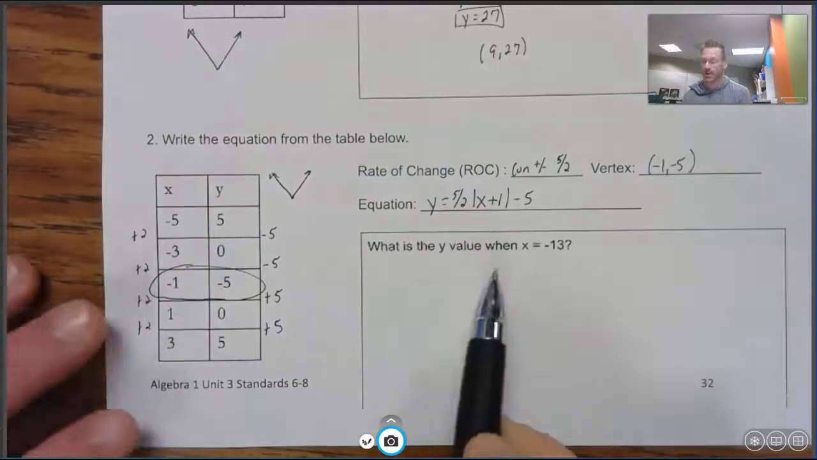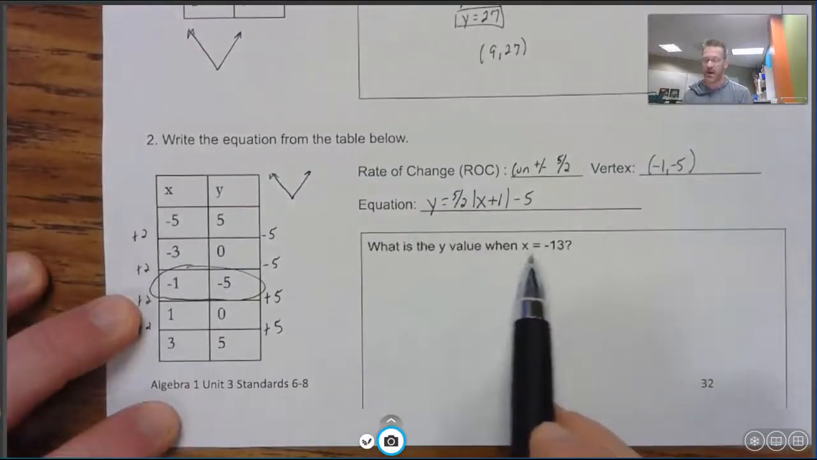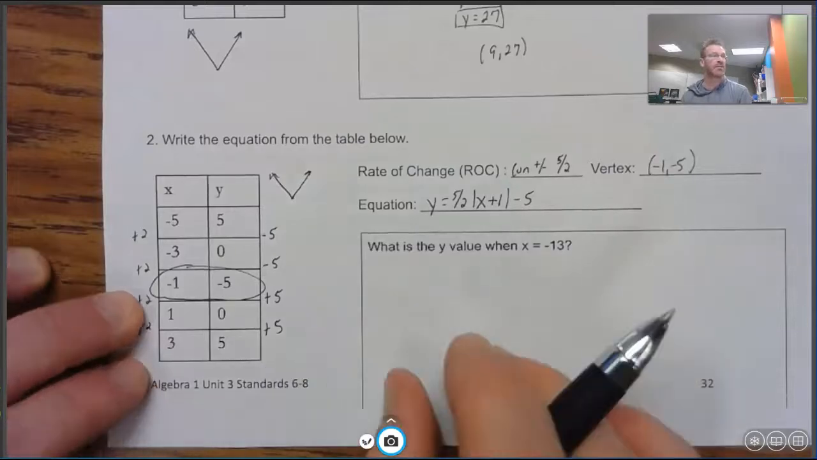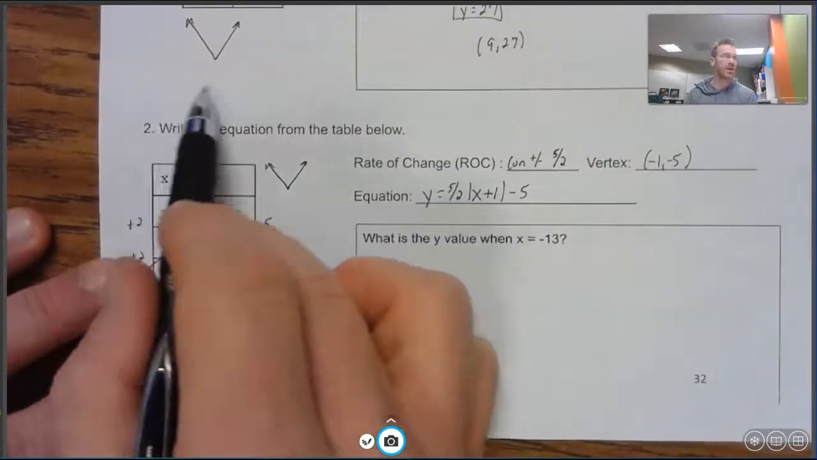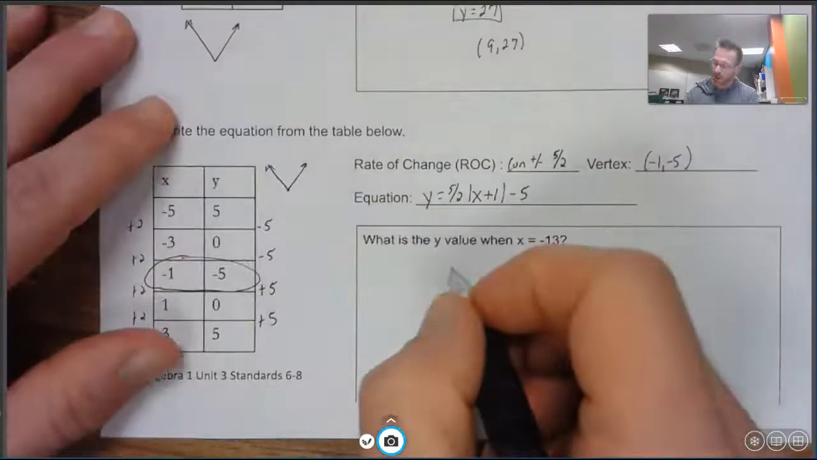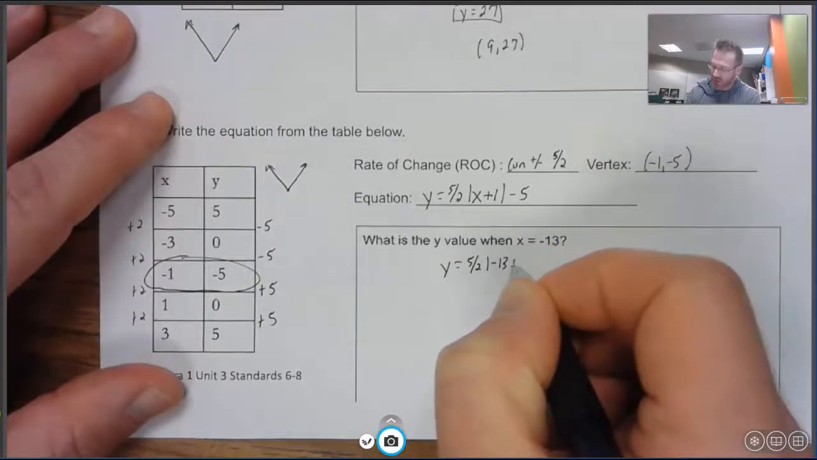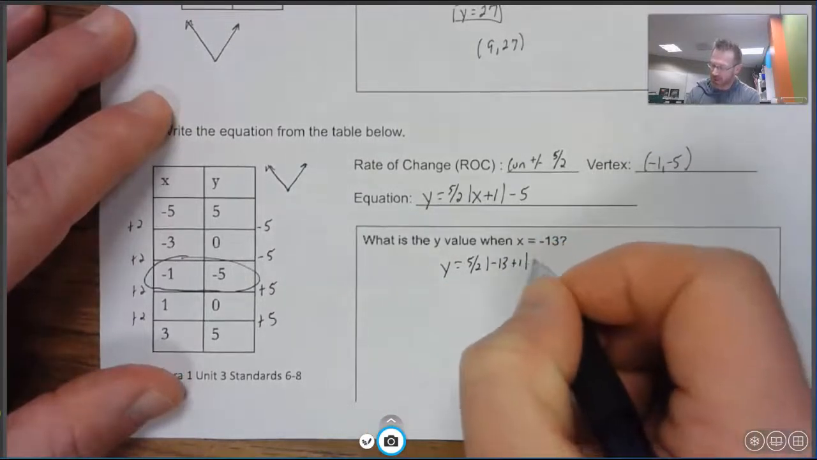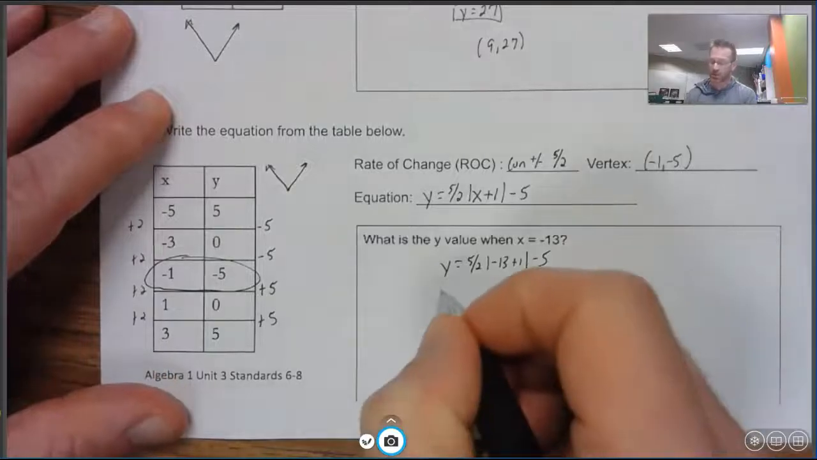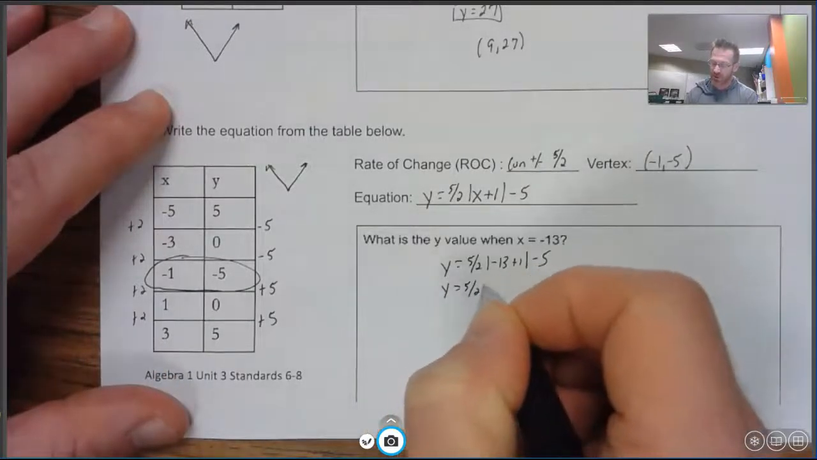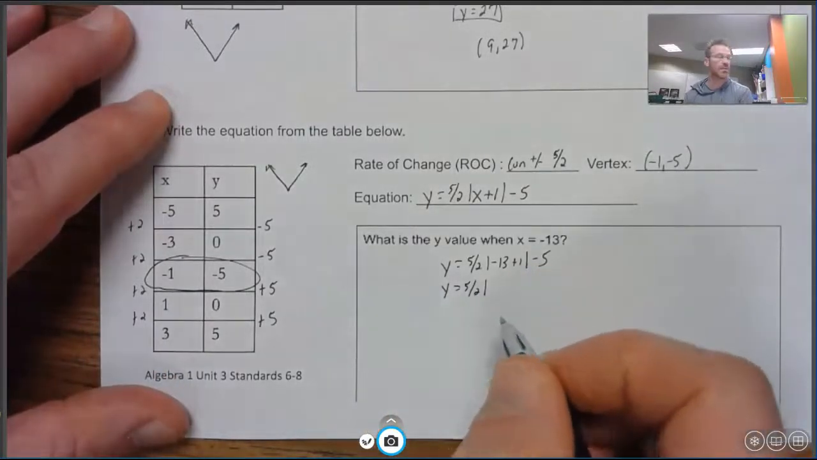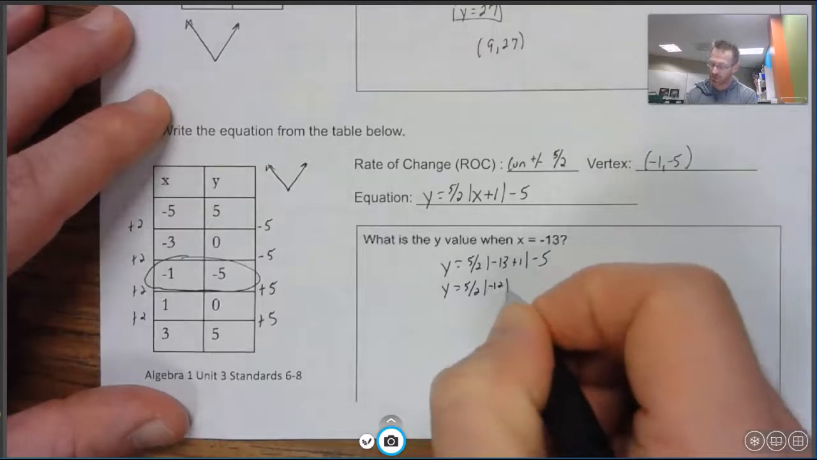Now, once again, we're going to predict what the value would be when x is -13. So that would be way up here on our table if we were to extend this way. So y equals 5 over 2, and then I have -13 plus 1, minus 5. Once again, let's take care of those grouping symbols first. So 5 over 2, absolute value, -13 plus 1 is -12.